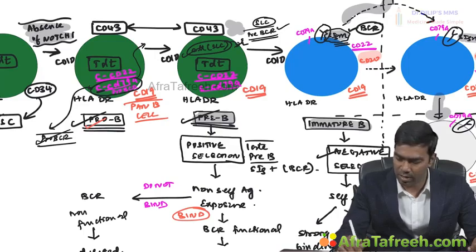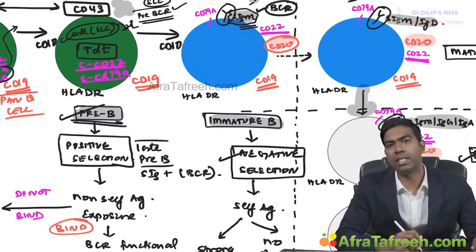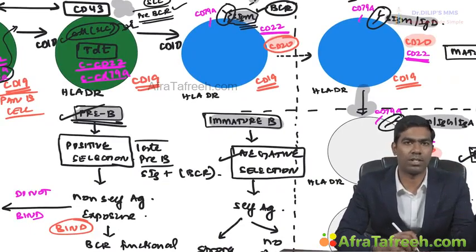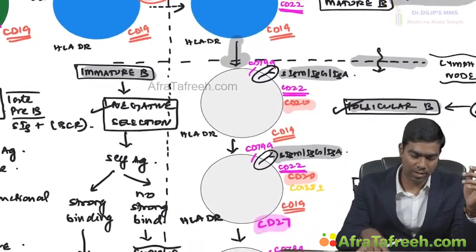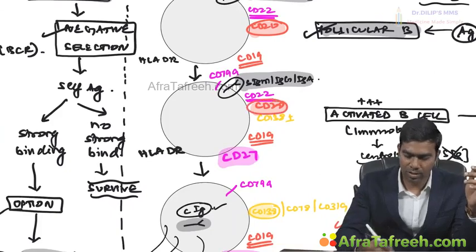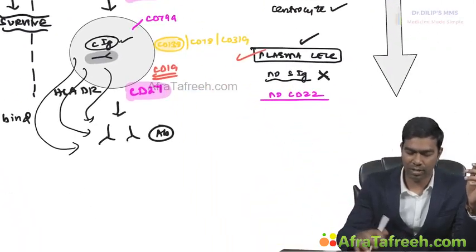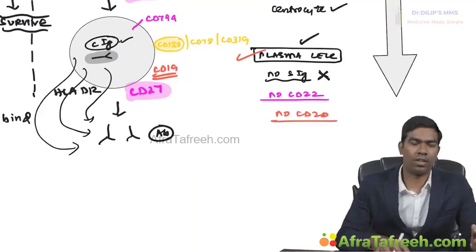The next marker is CD20, which is formed by B cells that have successfully undergone positive selection, that is after the pre-B cell stage. CD20 is seen in the immature B cell, the mature B cell, the follicular B cell, and it is also seen in a lot of activated B cells. Again, plasma cells will not contain CD20.